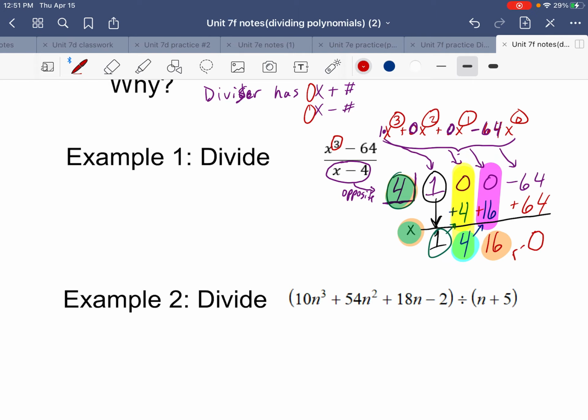This means our remainder is 0. Great. So that means x minus 4 from the very beginning is a factor of x cubed minus 64 because it has a remainder of 0.